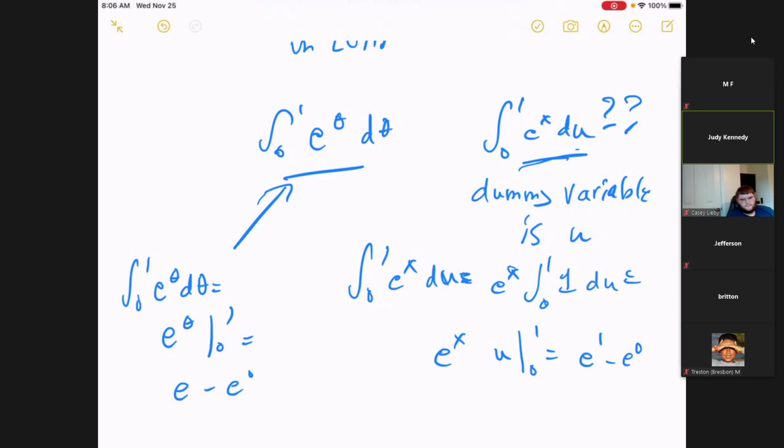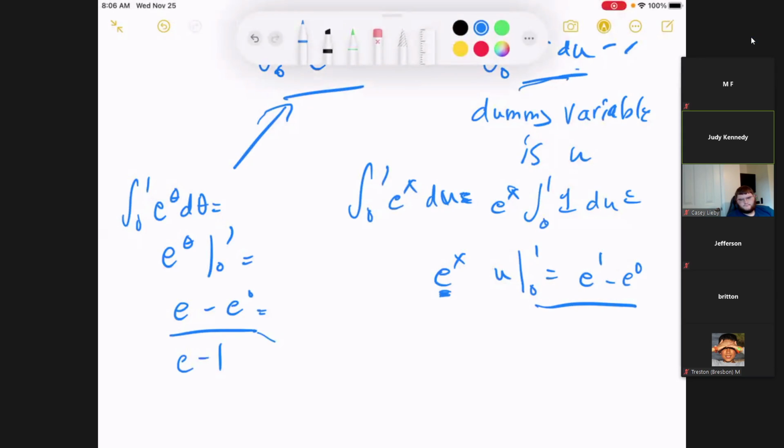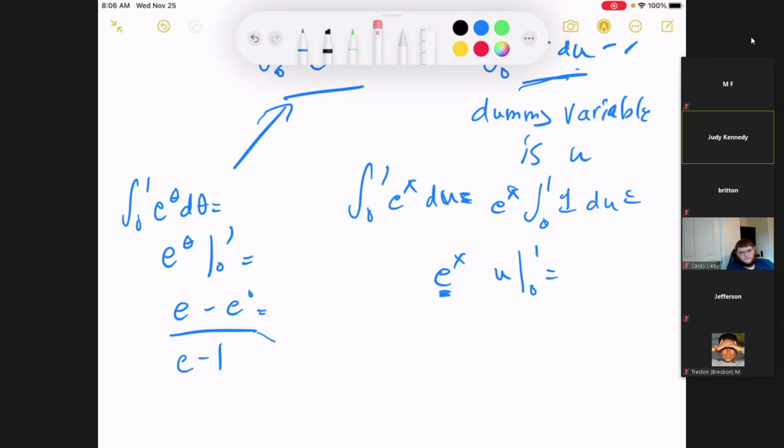Okay, that's right. But I did this wrong. e to the 1 minus e to the 0, that's e minus 1, but only if this is a constant. I put the 0 and 1 into e to the x instead of into u. That's wrong. Use the variable. So this would be e to the x times u minus 0, times 1 minus 0. And that's just e to the x.